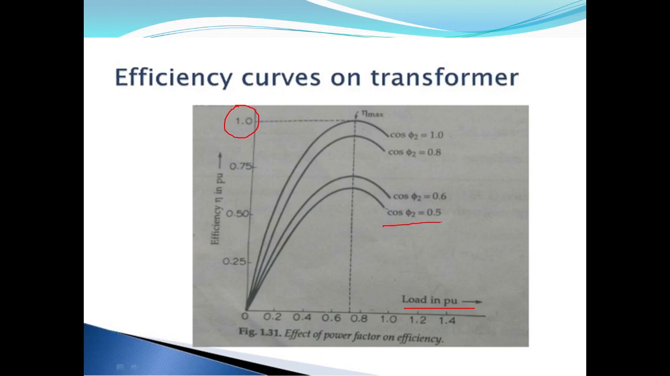So we can clearly observe that changing the power factor will influence the efficiency indirectly. Here are the curves for 0.5 power factor, 0.6 power factor, 0.8 and 1 power factor. The curve shapes of the efficiency and power factor variations are the same, but the maximum efficiency occurs at different particular points.